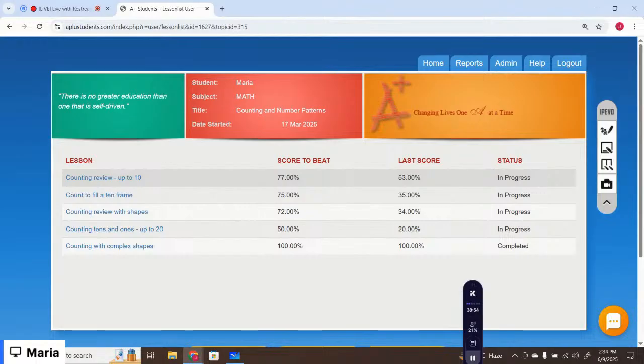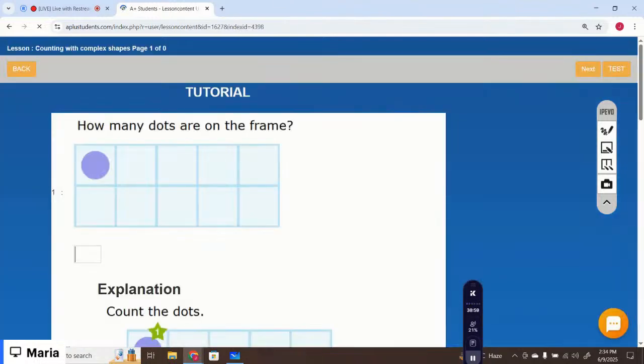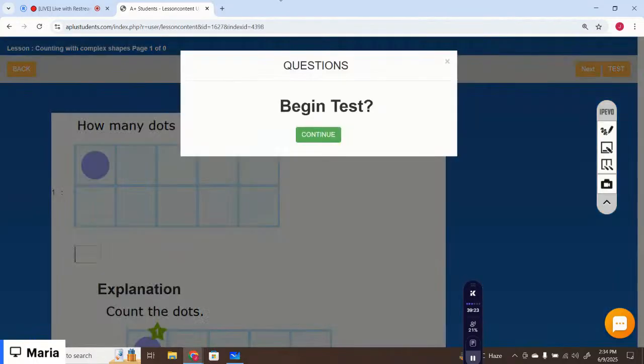The next lesson is counting with complex shapes. So let's just start with the lesson. How many dots are on the frame? Only one dot. Let's just start with the next questions.